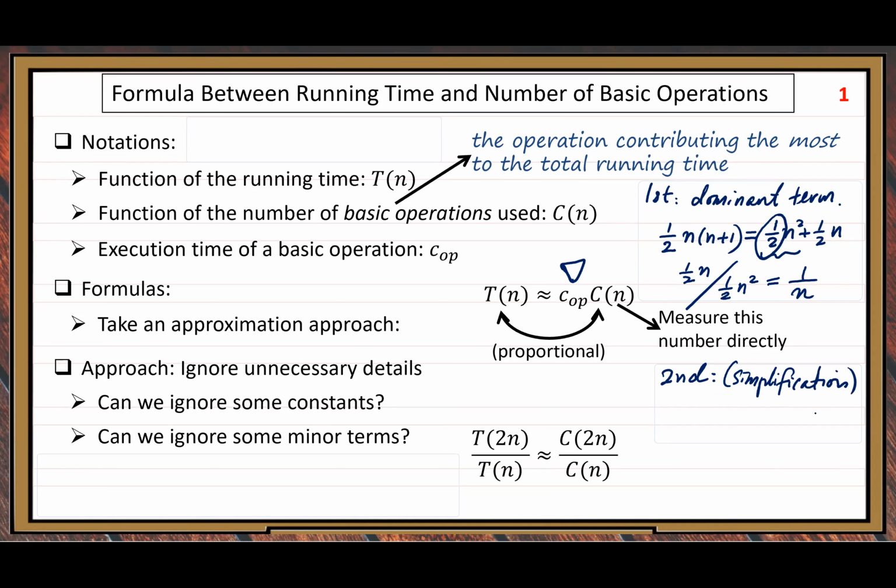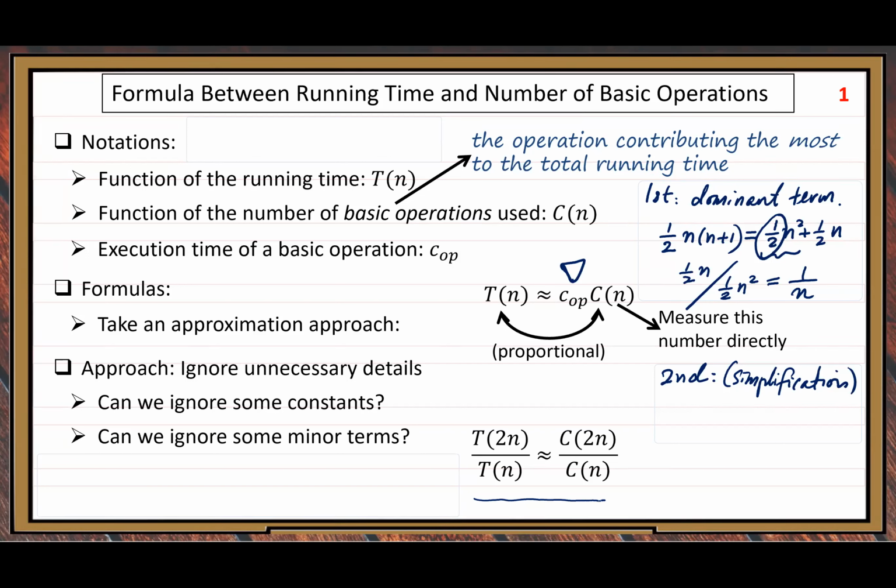This time, let's consider this ratio. When we double the problem size, T of 2n, we should get a larger function value, right? So the larger one over the smaller: before we double the problem size, T of 2n over T of n. On the other side, C of 2n over C of n.